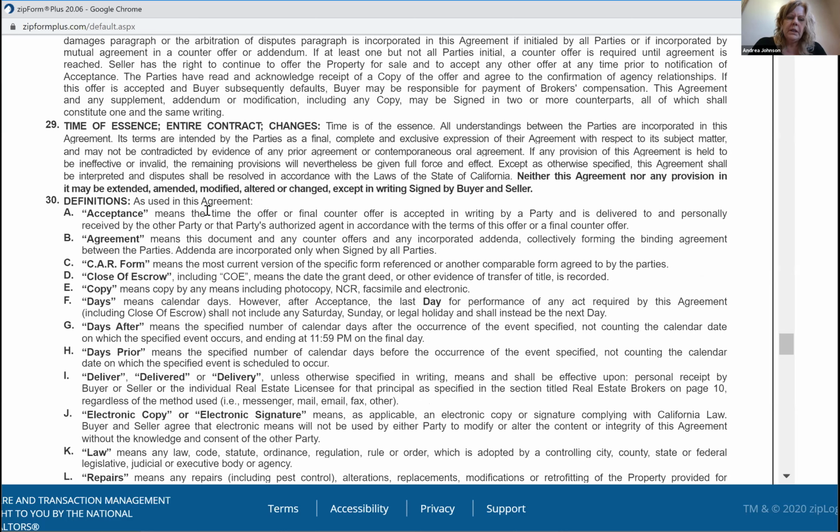Its items are intended by the parties as a final, complete, and exclusive expression of their agreement with respect to the subject matter and may not be contradicted by evidence of any prior agreement. So whatever is here in writing, no matter what we talked about when you were coming through my house and you kept asking me as the seller questions about is this, that, or the other thing included, if it isn't in this agreement, it doesn't exist.